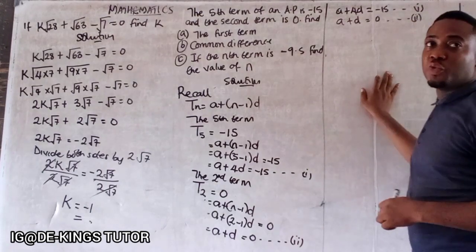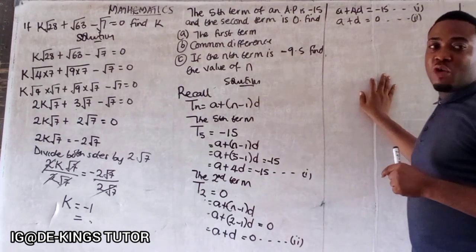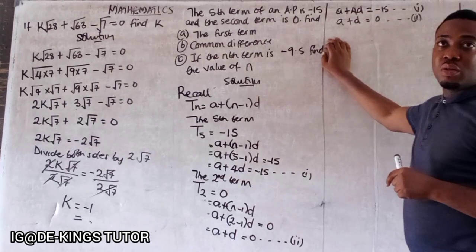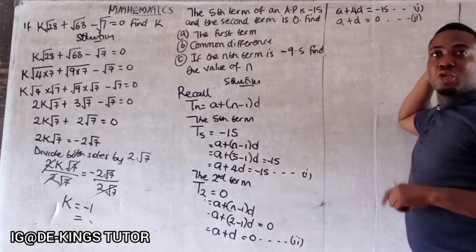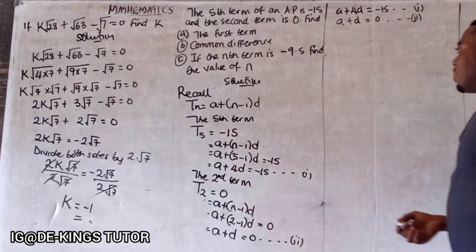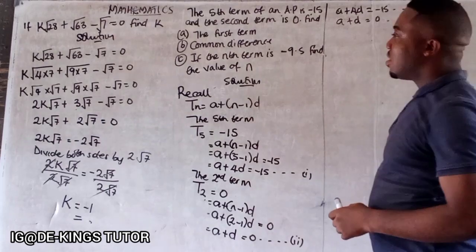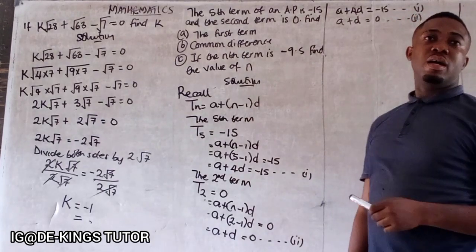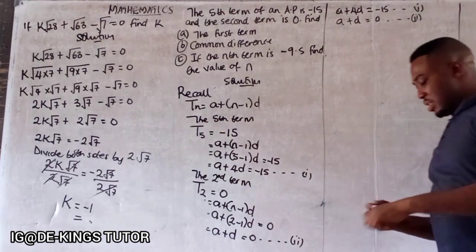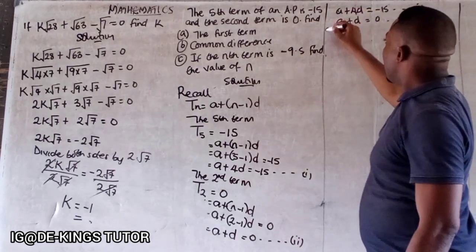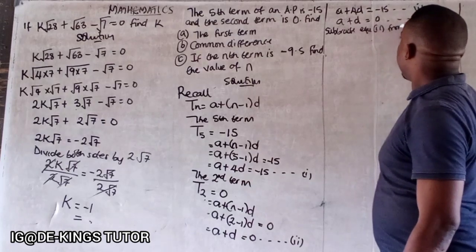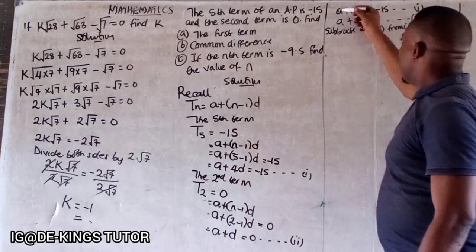Remember when we treated simultaneous equations, we said we choose one of the unknowns and make their coefficients have the same value. Here, the coefficient of a already has the same value, which is 1. So what do we do, add or subtract? It is subtracting that eliminates a, because they are both positive. So we subtract equation 2 from equation 1, this minus this.